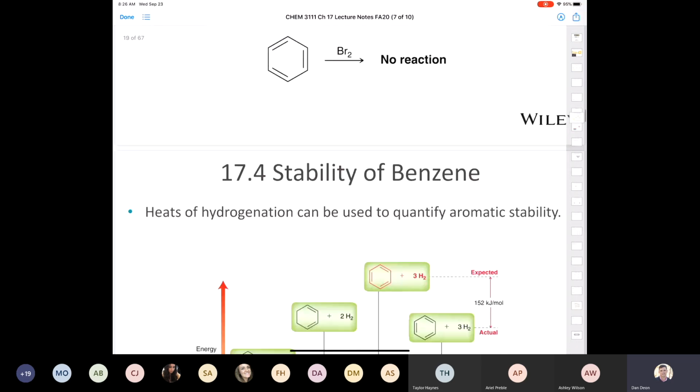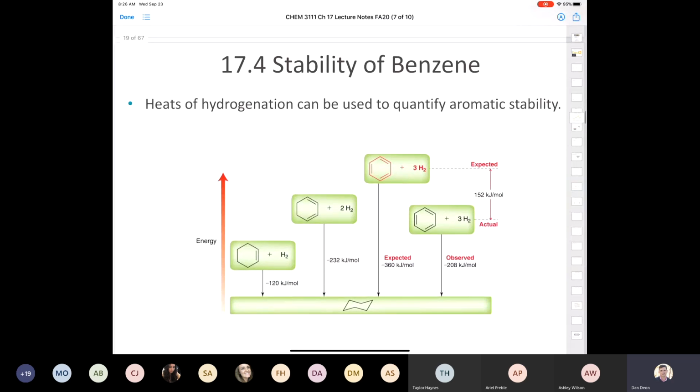Now, take a look at the heat of hydrogenation of three different compounds. It's kind of climbing up a stairway of energy. If you take cyclohexene and hydrogenate it, you release 120 kilojoules per mole of energy, because a single bond is more stable than a double bond, and so you create cyclohexane, which is more stable.